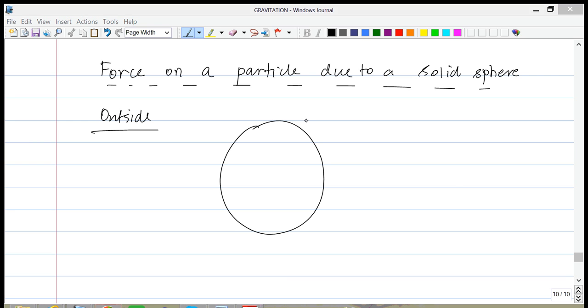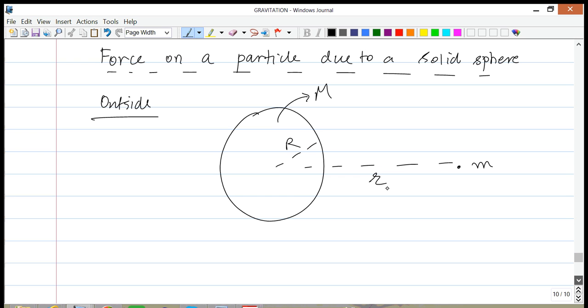So we'll take a solid sphere, we'll take a point of mass m, let the mass of the solid sphere be capital M, let the radius of the sphere be capital R, okay, and let the distance be some lowercase r. And we're going to figure out the force that the solid sphere exerts on this mass m. Now this problem is very easy once we know what a shell does to the mass.